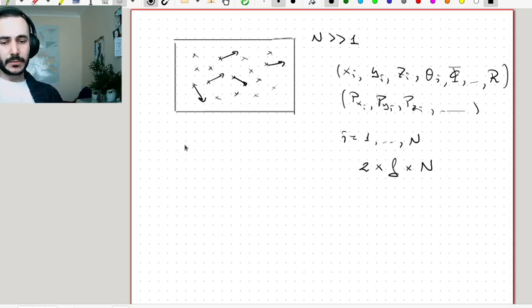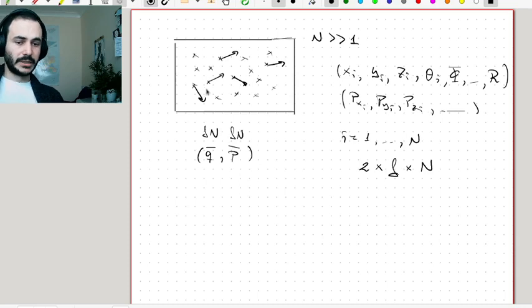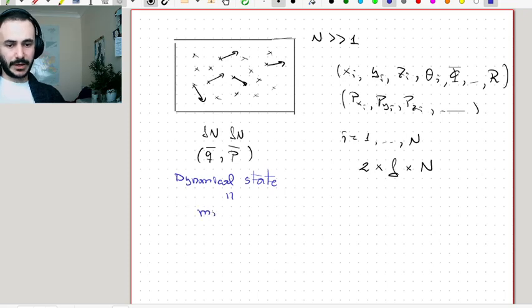And you can arrange this information in a vector, a vector like this with all the coordinates, a vector of length f times N, and the corresponding equally long vector of momenta gives you all the information about the dynamical state of the system. So when I say dynamical state, this is what I'm going to be calling microstate from now on. So this is microstate.